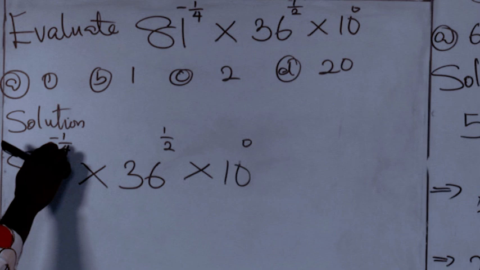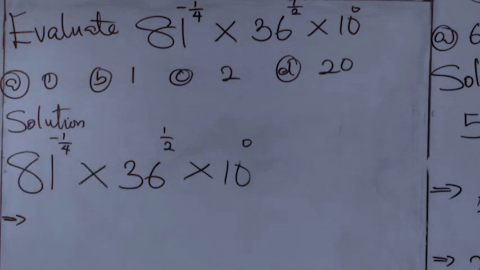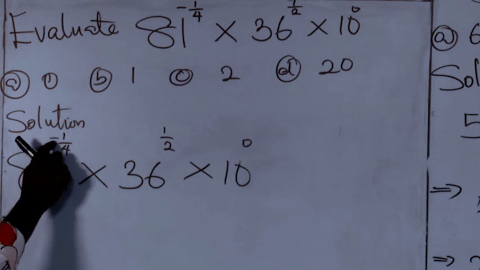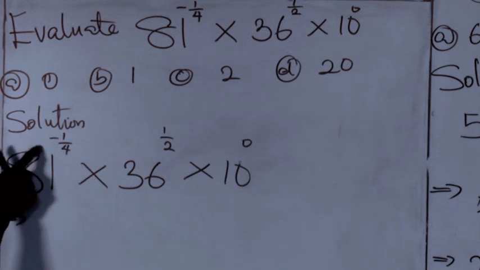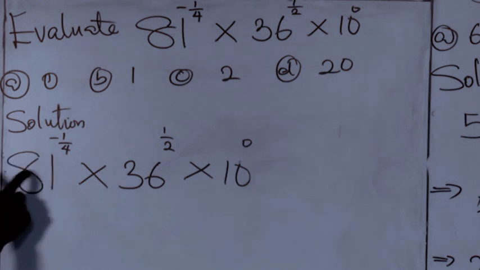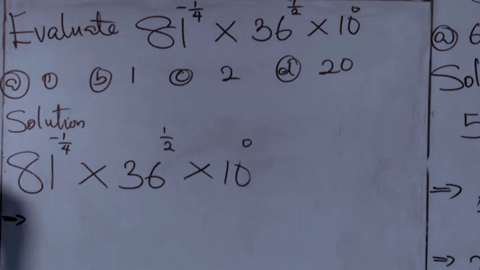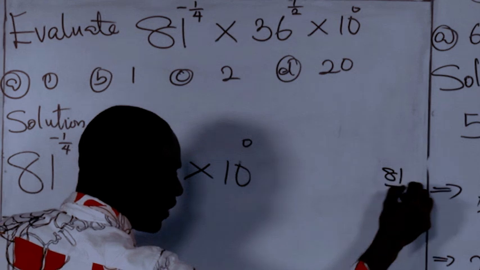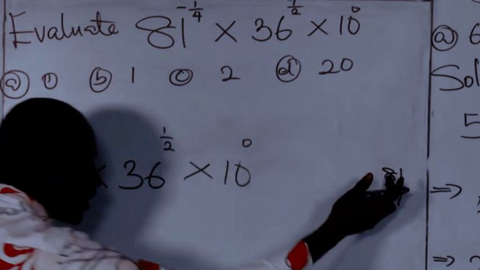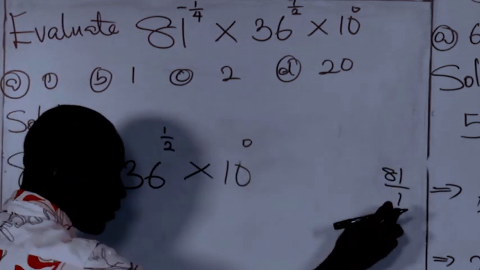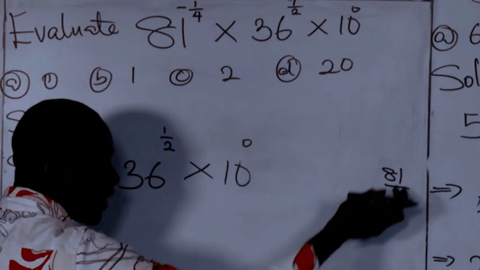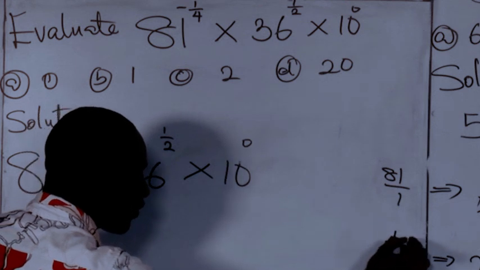Okay, don't forget I've talked about this negative power. To remove this negative power, you are going to find the reciprocal of the base. 81 is the base. This 81 is a whole number, which is the same thing as writing it as 81 over 1. Okay, 81 is the same thing as 81 over 1. Sure? Now, the reciprocal of 81 over 1 is 1 over 81.